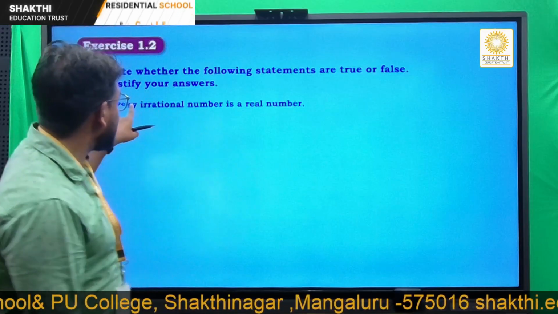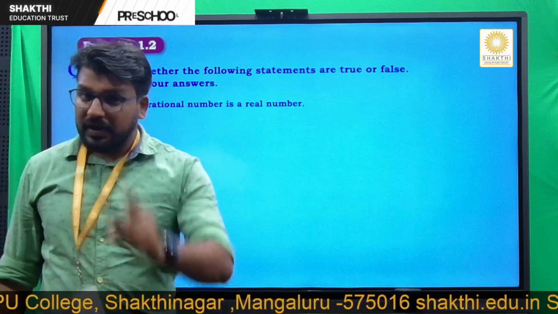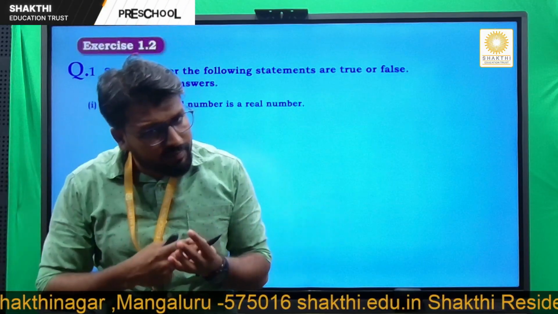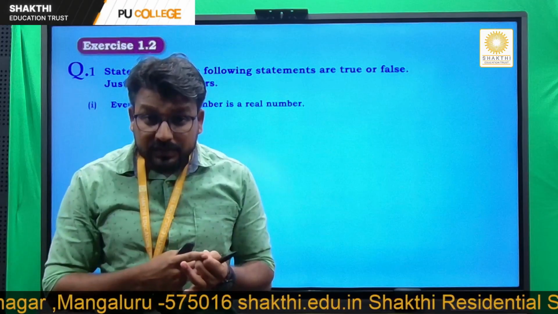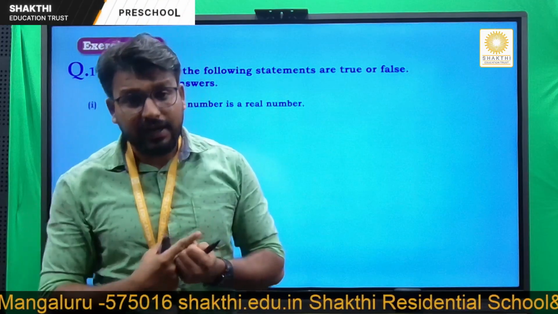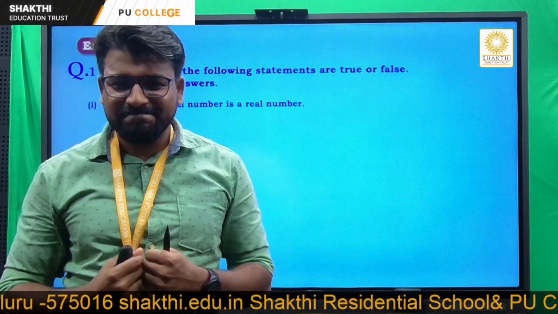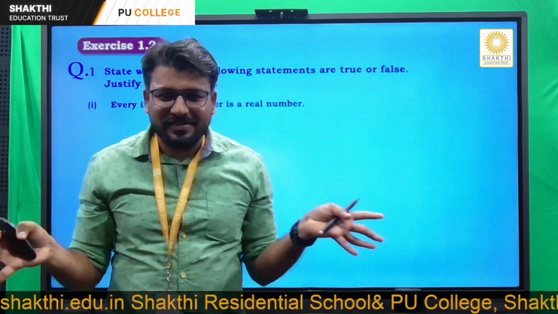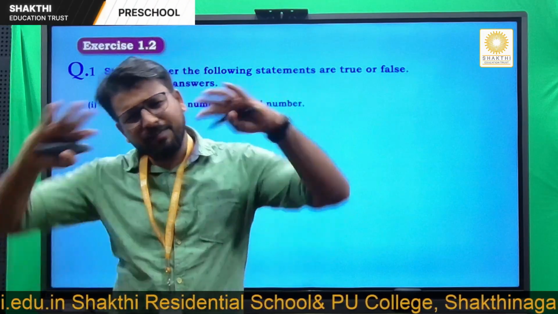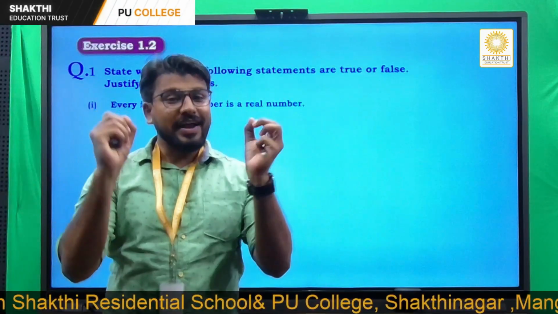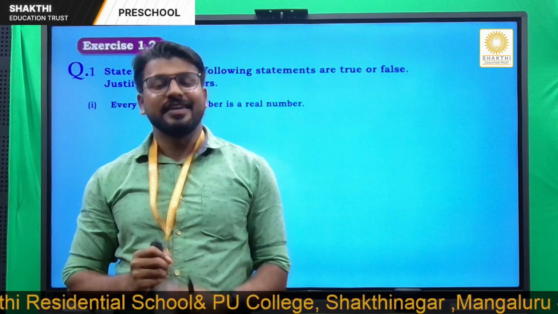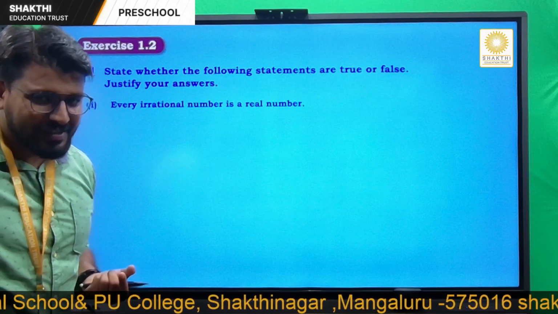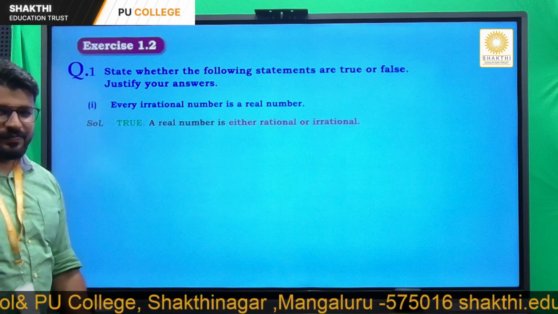Now the question is, every irrational number is a real number. Definitely you'll ask me, sir, what are real numbers? As of now we have studied only natural numbers, whole numbers, integers, then rational numbers and irrational numbers. What are these real numbers? We wrote it in the chart in the previous video: the set of all these numbers. Natural numbers, whole numbers, everything combined gives the big set, and that set is called the real numbers. So for this question the answer should be true. Very good.